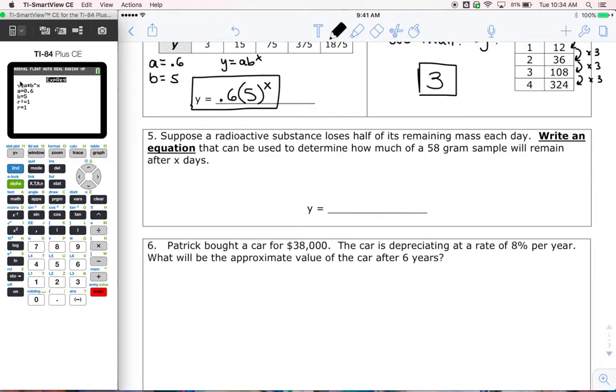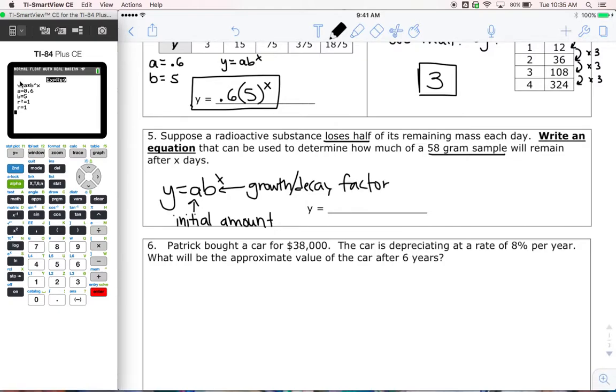Question number 5. Notice we have bolded, write an equation. That's all we're doing for this question. You don't have to answer it. We're just writing an equation. Suppose a radioactive substance loses half of its remaining mass each day. So loses half, that's important. Write an equation that can be used to determine how much of a 58-gram sample will remain after x days. You guys definitely need to know that we're using this formula here, where A is our initial amount, don't forget, and B is our growth or decay factor.